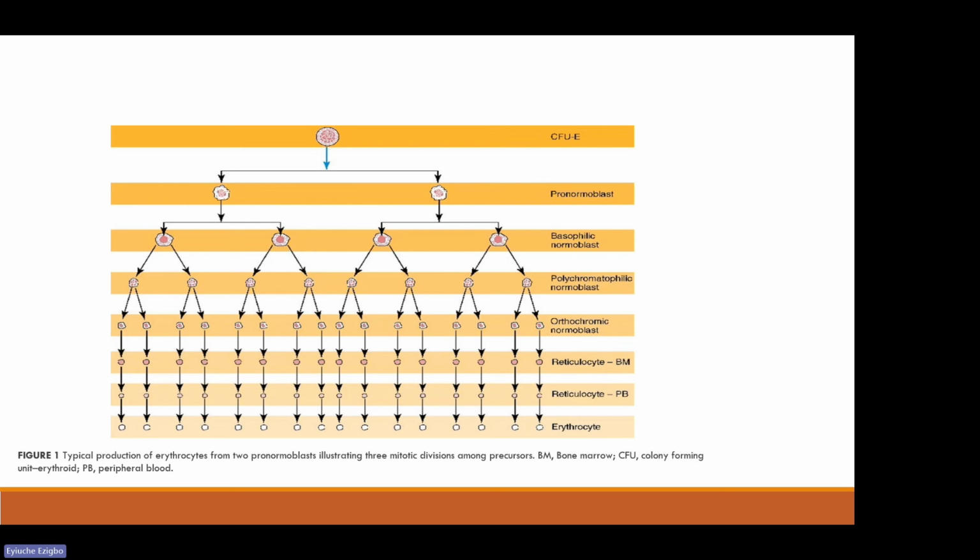As you can see here, they can still divide. These cells can still divide and also mature to the next one. Then each of these cells can also divide and mature. That is each of the polychromatic normoblasts. They can still divide, you can see it. The polychromatic normoblasts can still divide and still mature.